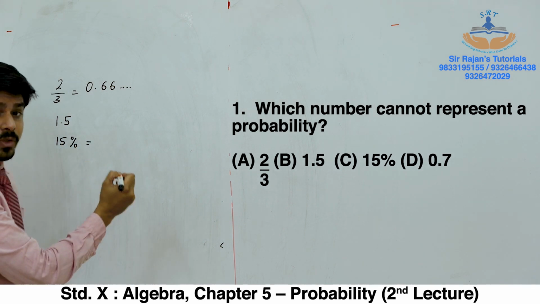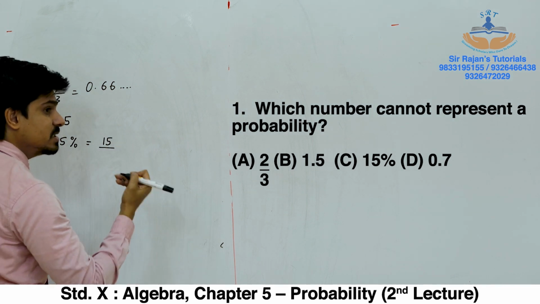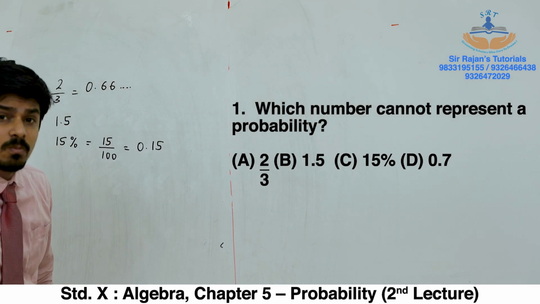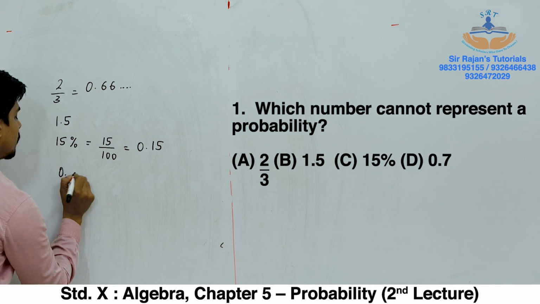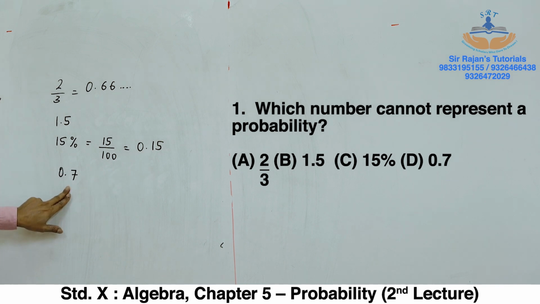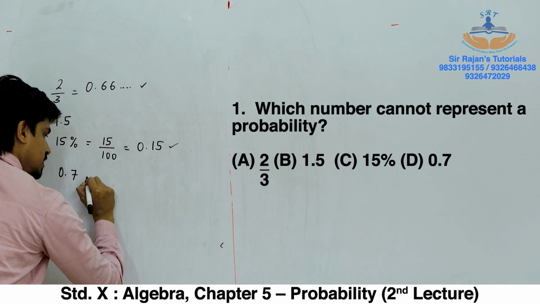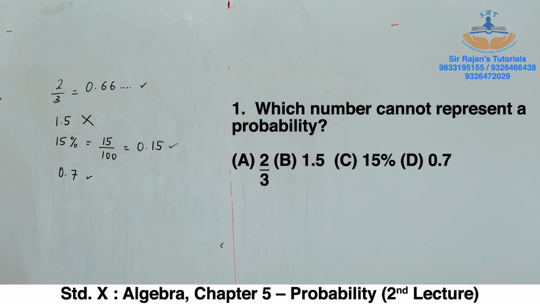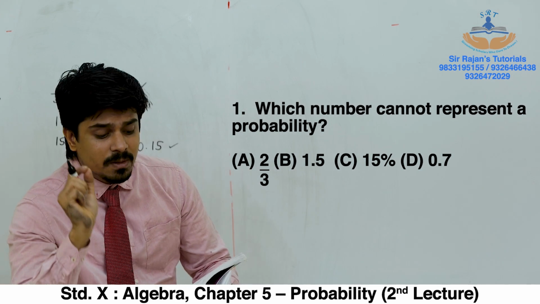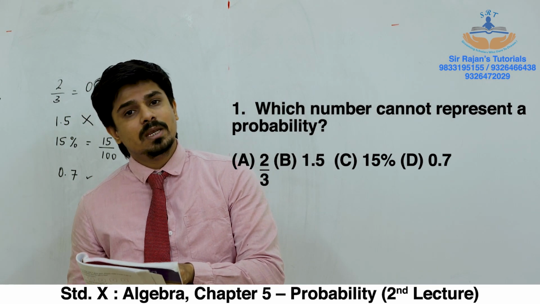अभी परसेंट का मतलब होता है per 100. 15% means per 100. So in decimal form it is 0.15. Then your next number is 0.7. Now it is very easy to figure out. This number and this number are between 0 and 1. तो probability का आंसर ये हो सकता है, ये हो सकता है, ये हो सकता है. But 1.5 cannot be the answer because 1.5 is greater than 1. So question क्या था? Which number cannot represent probability? Option B, 1.5.